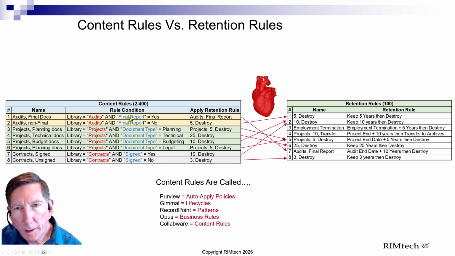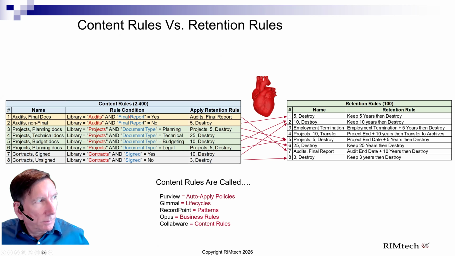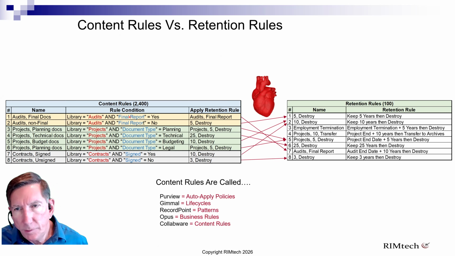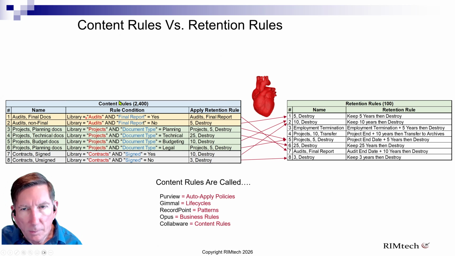So let's go back to audits. We have 1,000 records in there. One of them is the final issued report, the outcome or output of that activity. And it has a high retention value. In this case, we're going to keep it for, let's say, audit end date plus 10 years before we destroy it. So how do we identify that one document in SharePoint? Here's how. You write a content rule condition that says library equals audits and metadata field or column final report contains yes.